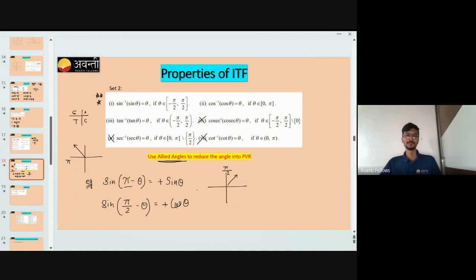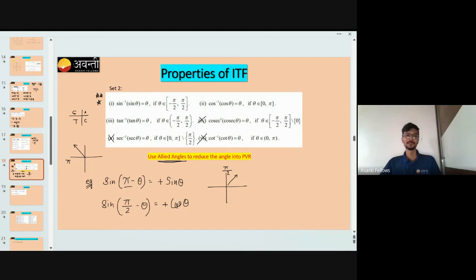So only two things we need to remember. See the quadrant: first quadrant, second quadrant, third quadrant, or fourth quadrant. And second, see whether the angle, that is pi or pi by 2, is on the x-axis or y-axis. If it is the x-axis, sine will remain sine. If it is the y-axis, sine will convert to cos and vice versa. And the same is for tan and cot, cosec and sec. Tan and cot, one pair; cosec and sec, second. So I hope you are now ready with allied angles.